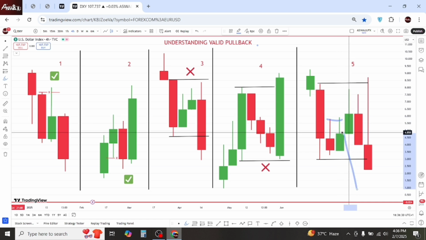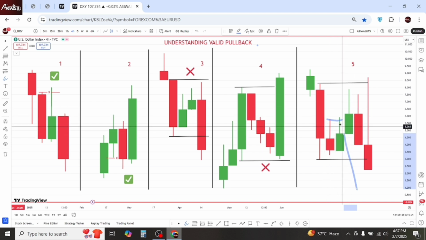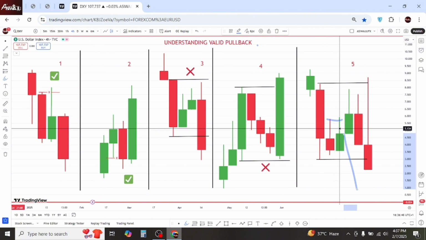Now some people will think this is a reversal. No, everything that happens here, these two candles, they are all inside bars to this previous momentum candle. So they are useless. We don't make use of inside bar candles for analysis. Don't make that mistake. Inside bar candles are traps. They are smart money traps.